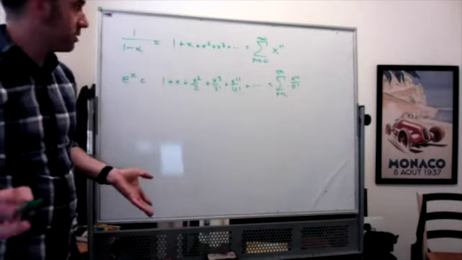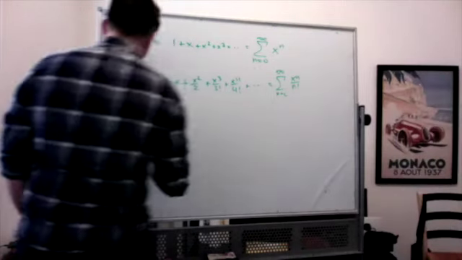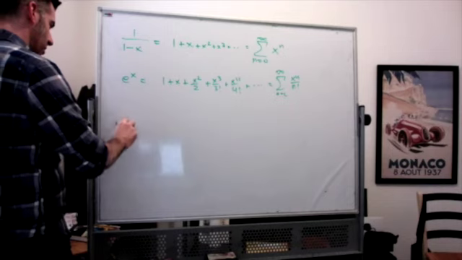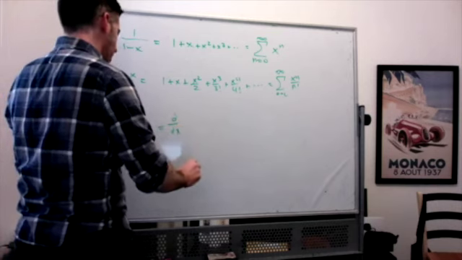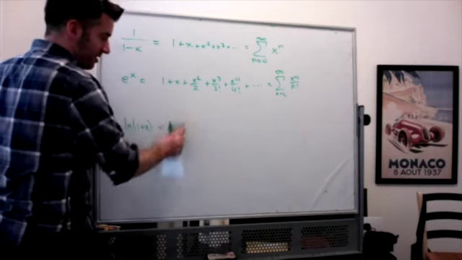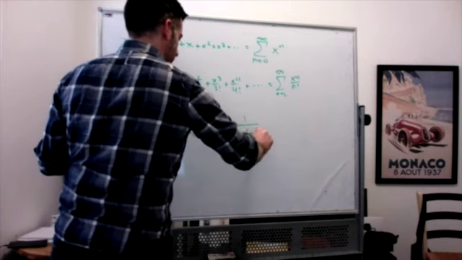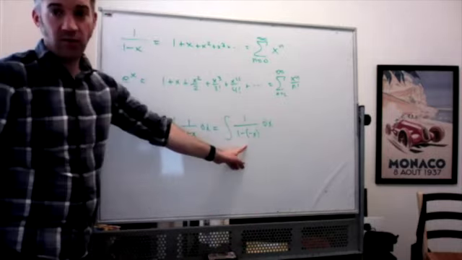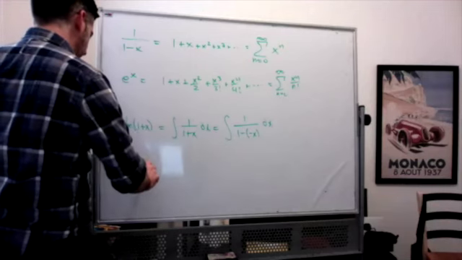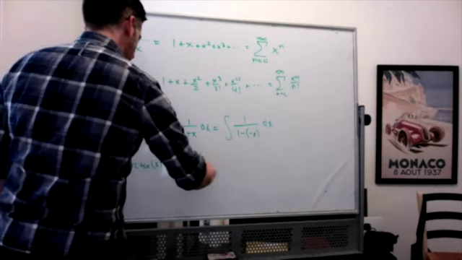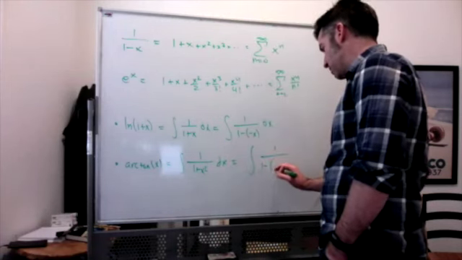You definitely want to know those ones by heart. And then I will also point out, not that you have to know these ones by heart, but you should be able to get to these ones. The natural log of 1 plus x, you can get to as the integral of 1 over 1 plus x, which is the integral of 1 over 1 minus x, and that you can write using this idea here. And similarly, the arctangent of x is the integral of 1 over 1 plus x squared, which you can write as the integral of 1 over 1 minus x squared.